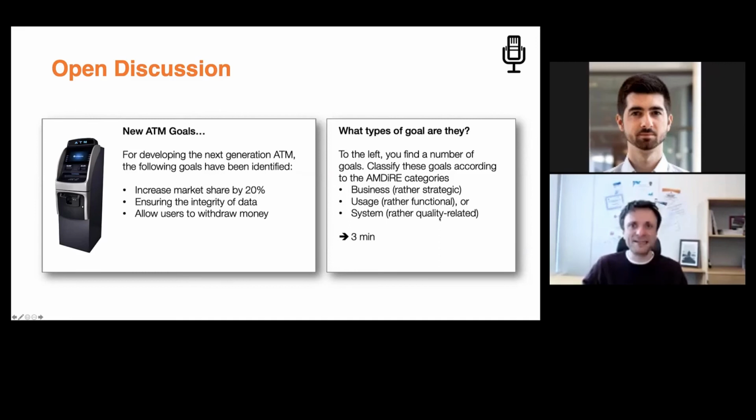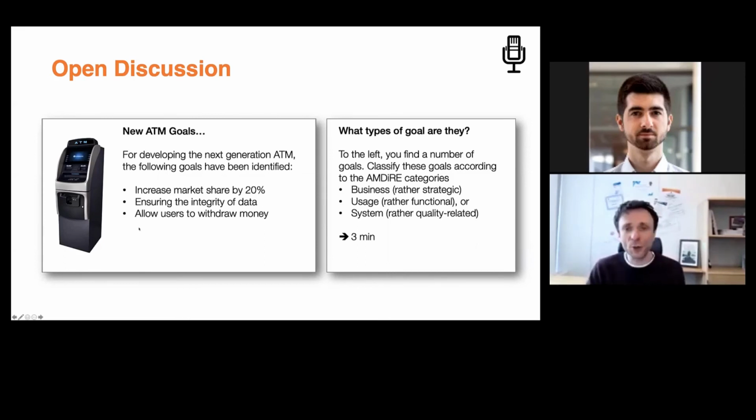Exactly, system. Ensuring the integrity of data is a quality-oriented goal. For us, it's a system goal that allows us to infer more detailed non-functional requirements. Sometimes we may classify them later during the refinement of the requirements to functional requirements, but still the goal is a quality-oriented goal. The intention is to increase the quality.